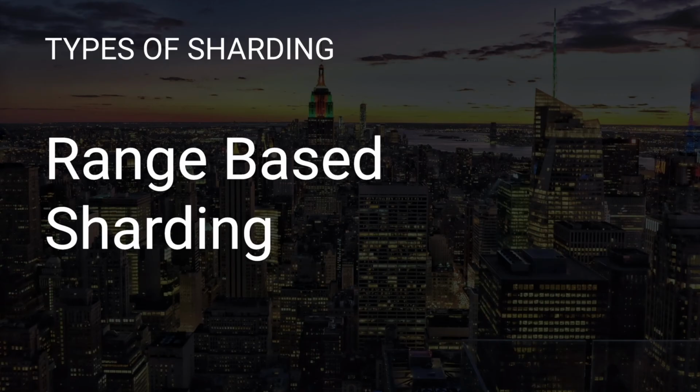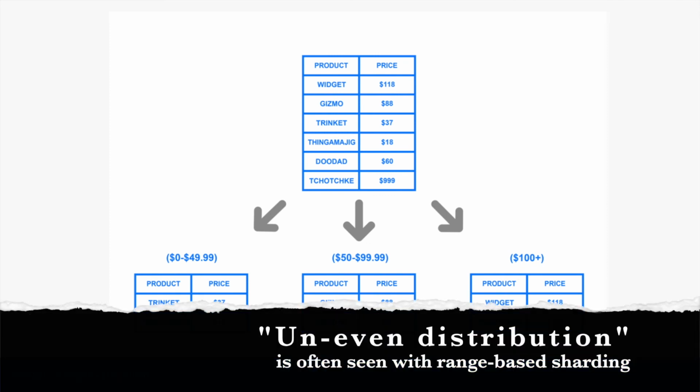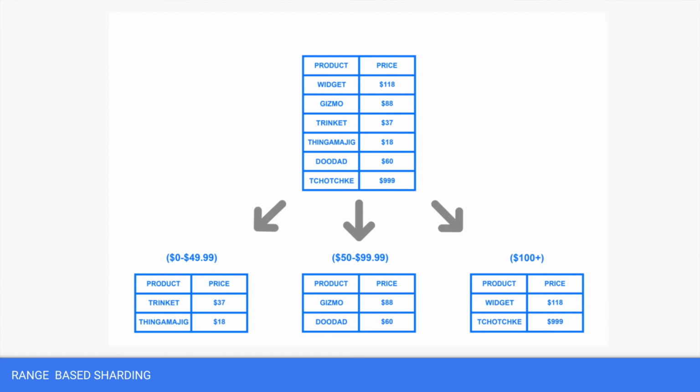Next is range-based sharding. Let's say you have a list of products, and we shard it on the basis of a range of data. For instance, anything between $0 and $50 will go into shard 1, $50 to $100 will go into shard 2, and $100 plus will go into shard 3. This is also a good technique, but range-based sharding is generally plagued by uneven distribution. Like in the example, 0 to 50, 50 to 100, and 100 plus. If we have more commodities in the 100 plus category, uneven distribution will occur and shard 3 will have a lot of data.